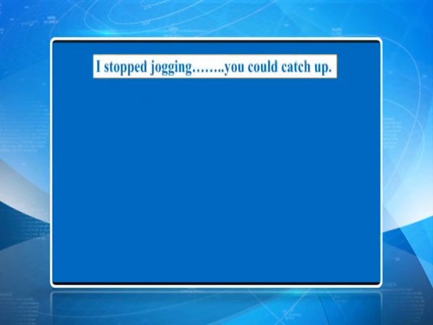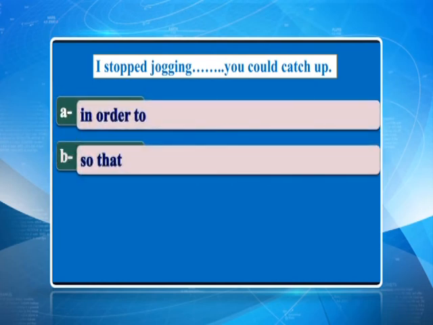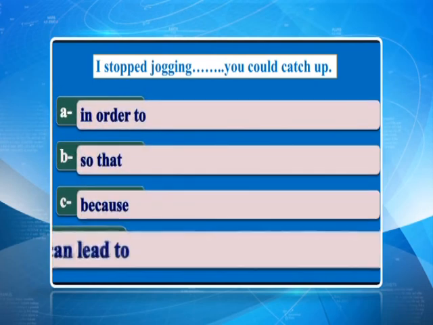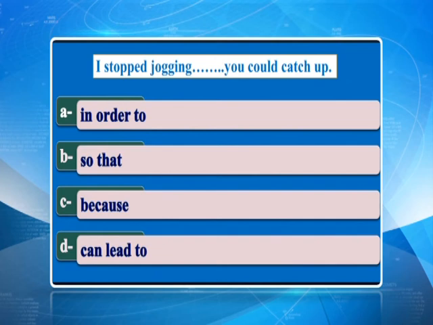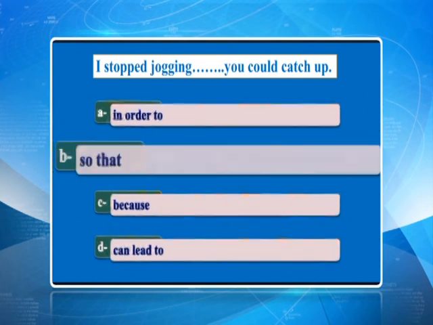Next sentence. I stopped jogging. You could catch up. In order to, so that, because, or can lead to. I'll give you some time to think. I stopped jogging. Great. So that you could catch up.